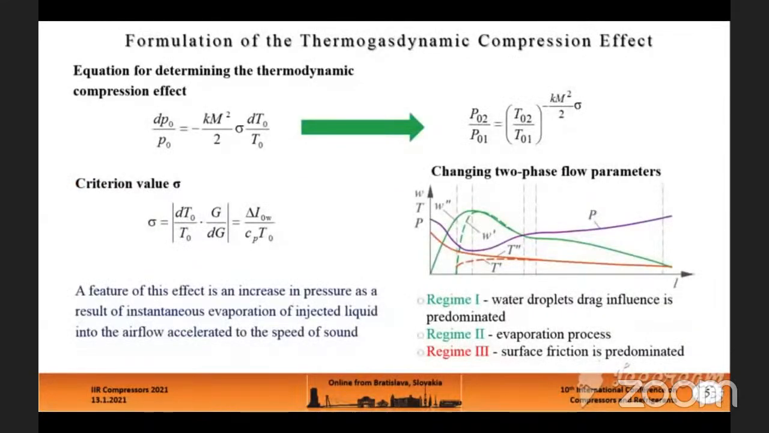To define characteristics of the IIR thermopressor workflow, the developed software was used. It was based on the calculating thermodynamic compression method. A feature of this effect is an increase in pressure as a result of instantaneous evaporation of injected liquid in the airflow, which is accelerated to the speed of sound. Pressure losses due to the aerodynamic resistance of the two-phase flow in the IIR thermopressor flow path were included. As a consequence of the influence of reversal load during contact evaporative cooling of the airflow, it was found that the main effect is determined only by the thermal effect, which is associated with the heat consumption for the evaporation of the injected liquid. Therefore, regardless of the cavitation value, the pressure and density parameters grow during the water evaporation in subsonic flow.